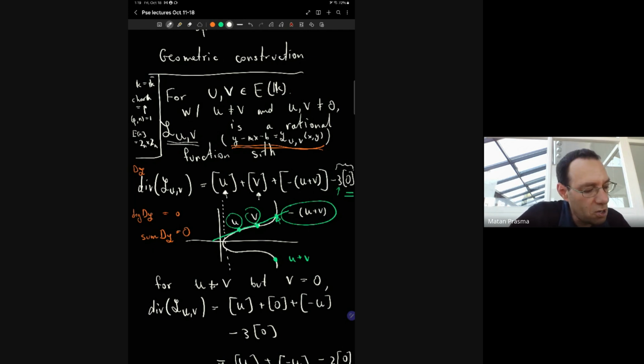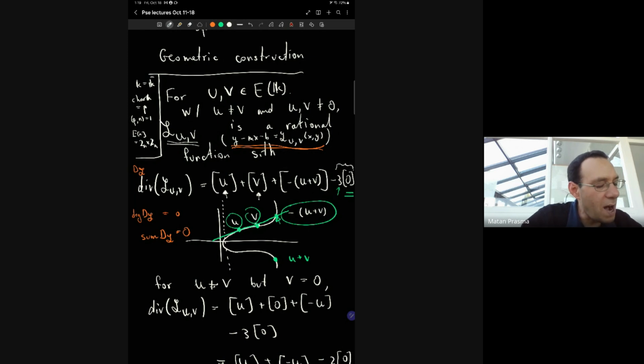There could be no other point P on E such that L_UV of P is equal to zero. Okay? There exists no other P. Are you with me or no? Yes.